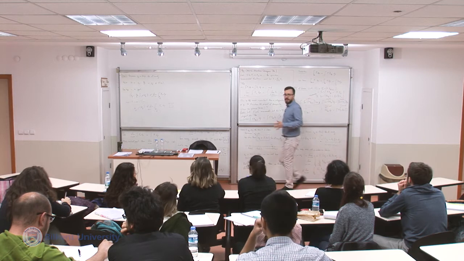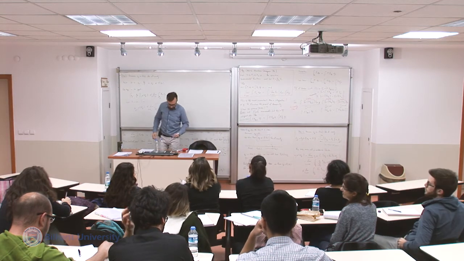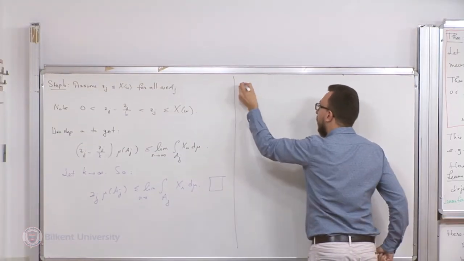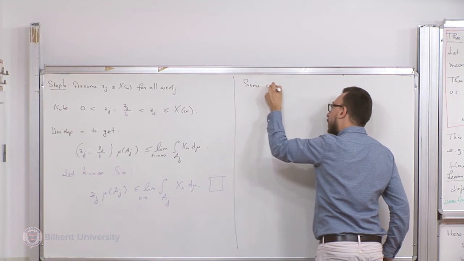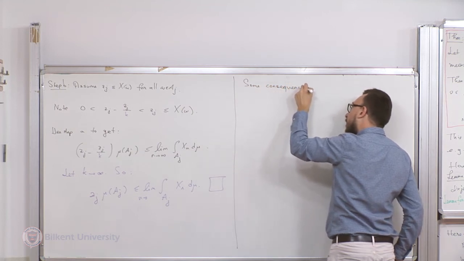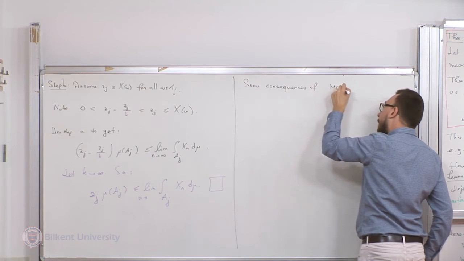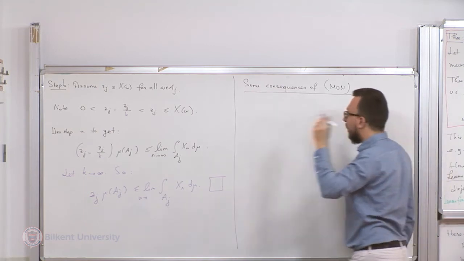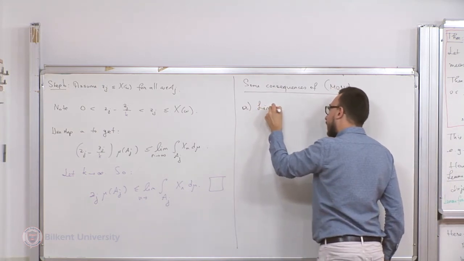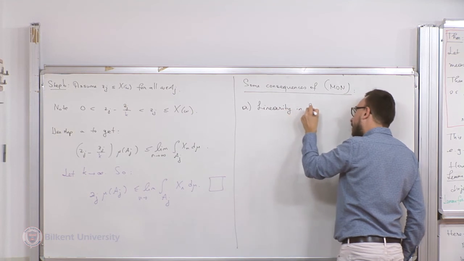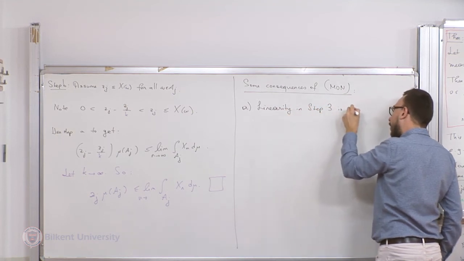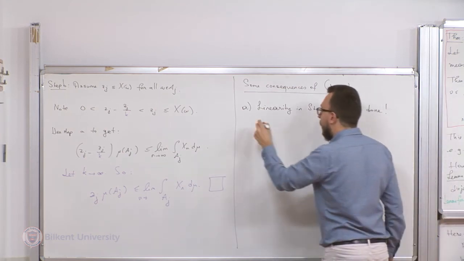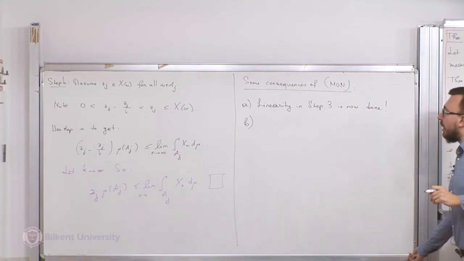So let's look at some consequences, okay? Some corollaries. Some consequences of the monotone convergence theorem. Linearity in step 3 is now done. Okay. So just wanted to repeat.